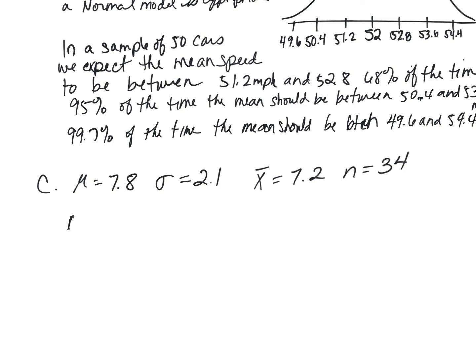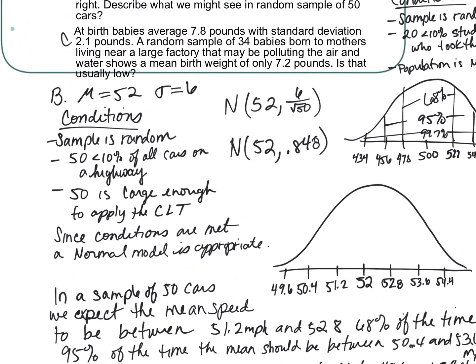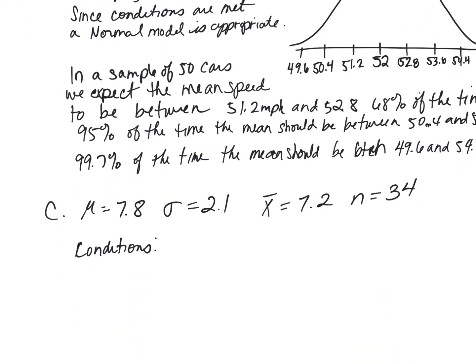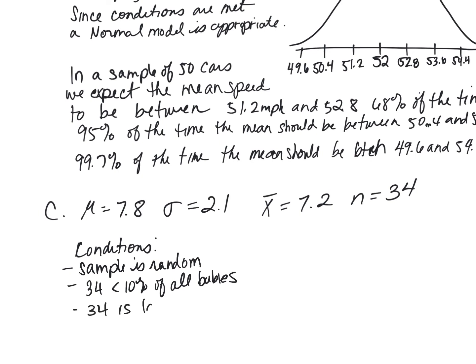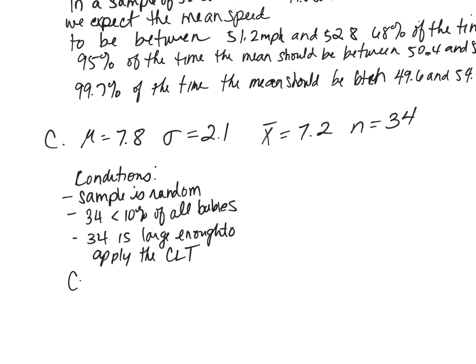So my normal, my conditions, it's not a random sample. Oh, it is a random sample. Sample is random. 34 is less than 10% of all babies. And 34 is large enough to apply the central limit theorem. So conditions are met. A normal model is appropriate.